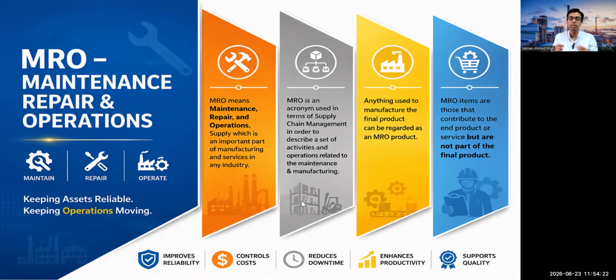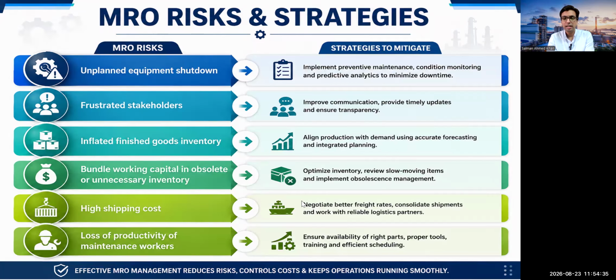So MRO is also very important in making the budget, in keeping assets reliable and keeping operations moving. So it supports different scenarios. What are the risks of MROs and the strategies to mitigate them? If you have not prepared well or planned to procure the MRO related items in a timely manner by not making their budgets, the risk would be unplanned equipment shutdowns. The strategy to mitigate that is to implement preventive maintenance, condition monitoring, and predictive analysis to minimize your downtime.